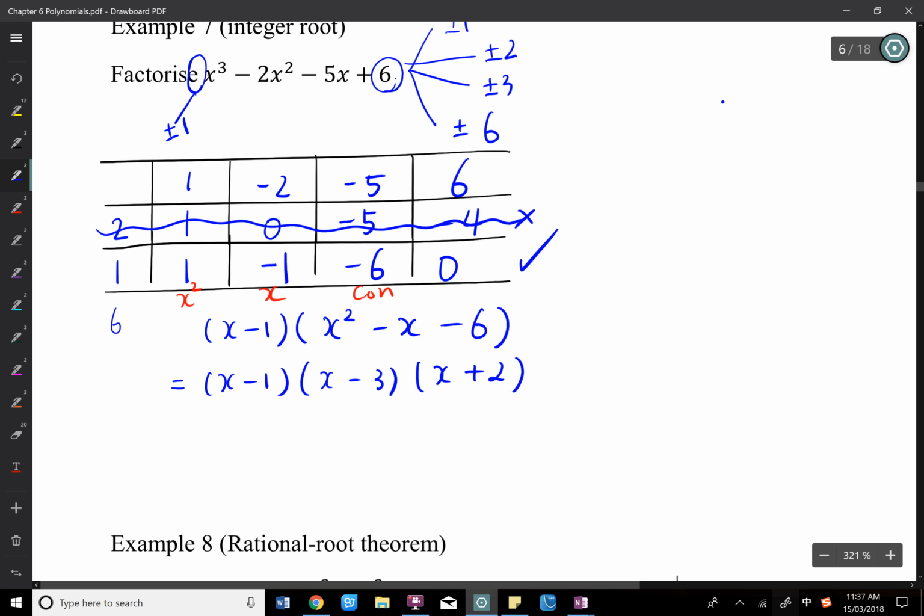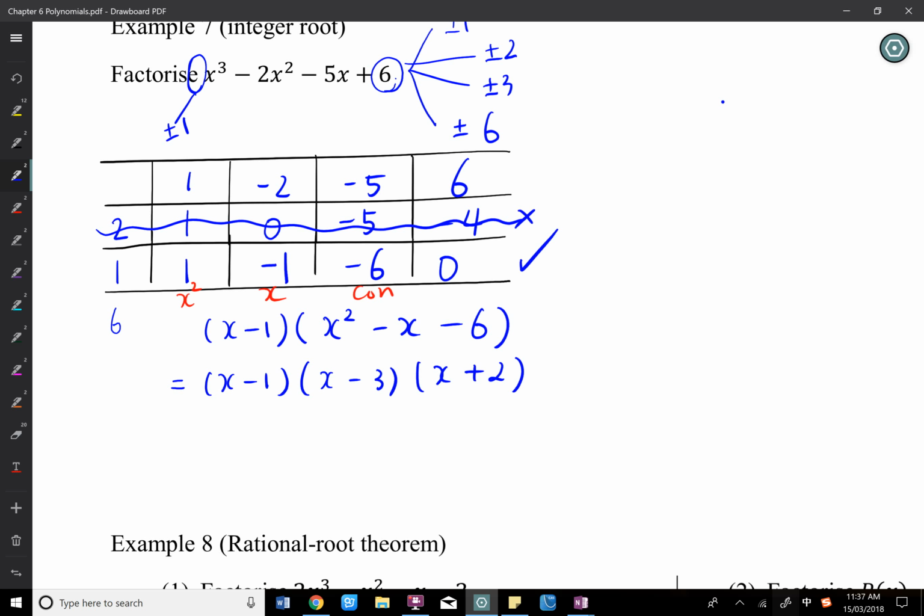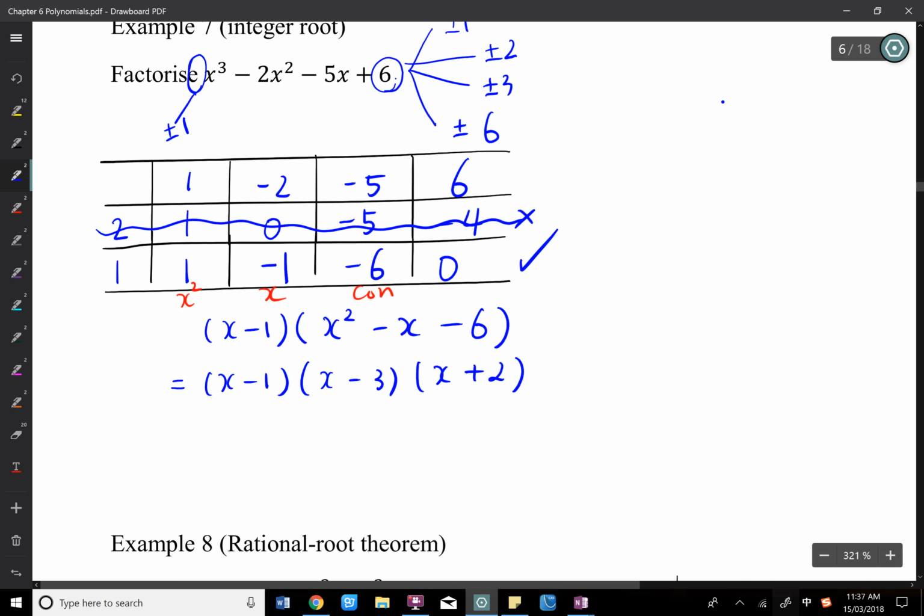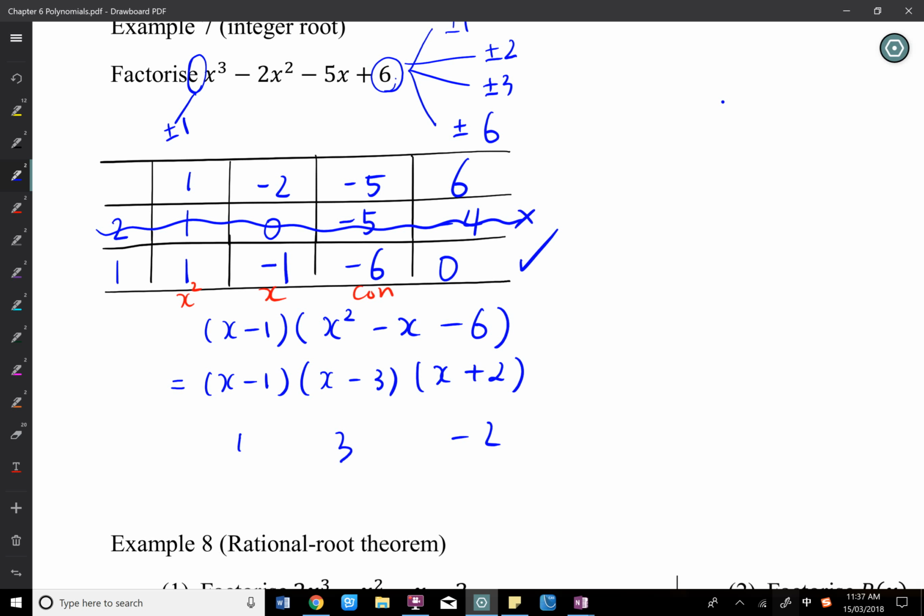6 won't work, but 3 and negative 2 will work. Okay, see the factor? That's the 1, that's the 3. Well, any one will work. You just find one that works, and you find the other one. The quadratic may be different, but in the end you will have the 3 factors here.